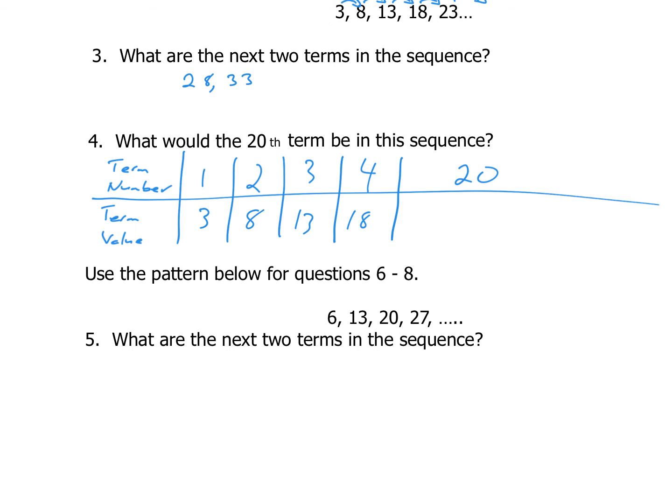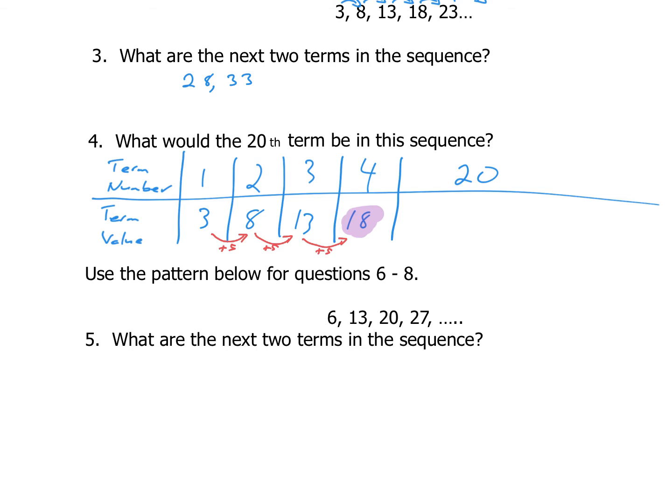Let's have a look at the fourth term where the value is 18. Now, in order to get to 18, we've had to add 5 a number of times. We added 5 in the first step, we added 5 to get from the second term to the third term, and we added another 5 to get there. So how many 5s have we added to get up to 18?